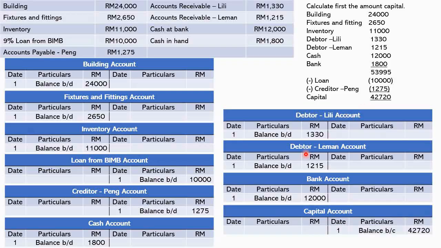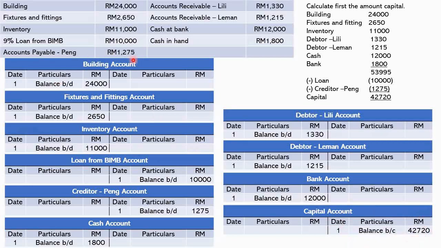So jumlah asset kita ada 53,995, tolakkan dengan liability kita, jadi yang extra tu adalah capital, iaitu 42,720. So nanti awak kena buka akaun tambahan kita adalah akaun capital. Letak ke opening balance kita. Balance brought down 42,720. You need to calculate this first. If not, your trial balance will never be balanced.